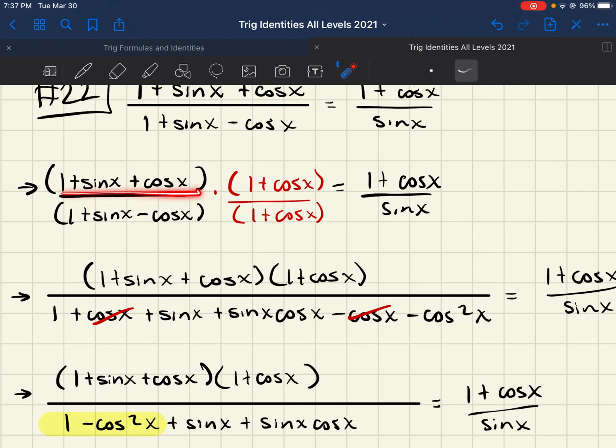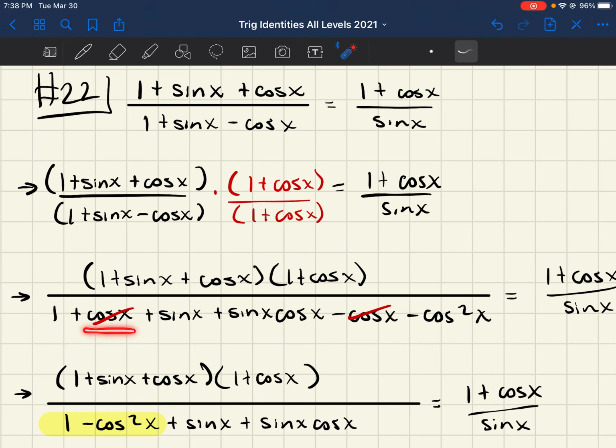So let's multiply this times this. 1 times 1. Or really, I'm just actually going to leave these alone. They actually turn out to simplify later on. So let's just go and multiply the bottom. 1 times 1, there's 1. 1 times cosine of x, there's cosine of x. Sine times 1, there's sine. Sine times cosine of x, sine x cosine x. Negative cosine times 1, there's negative cosine. And then negative cosine times cosine, there's negative cosine squared.